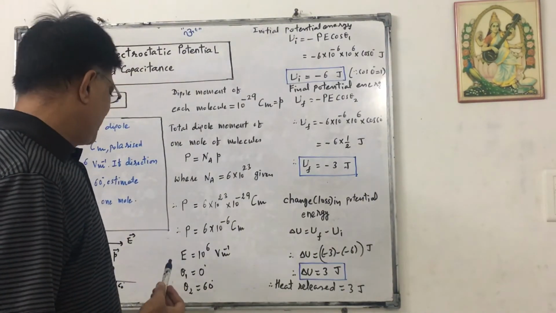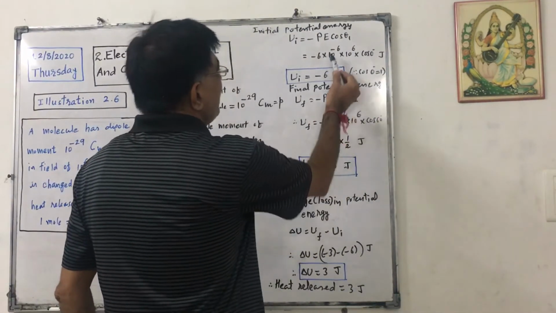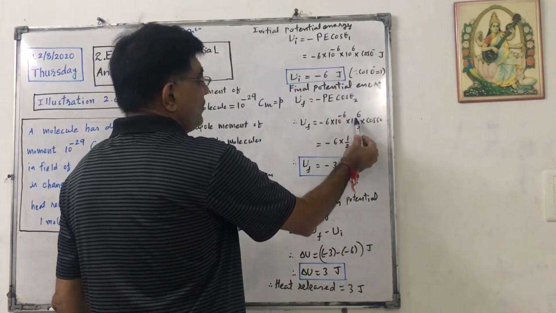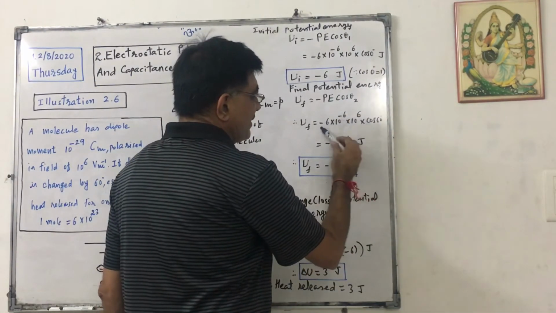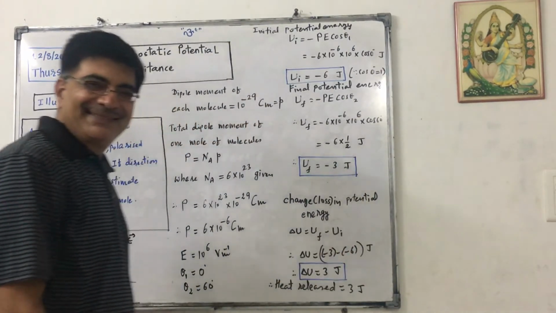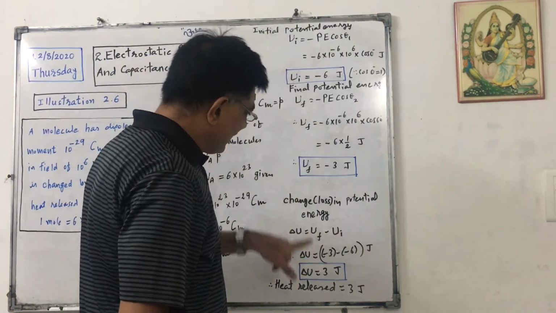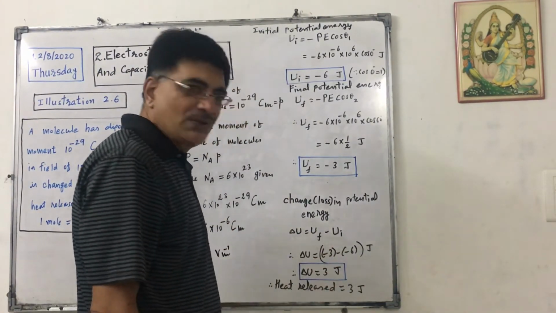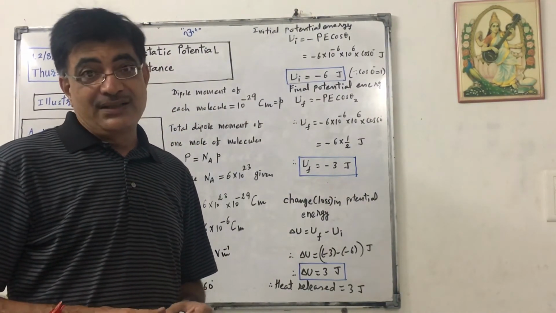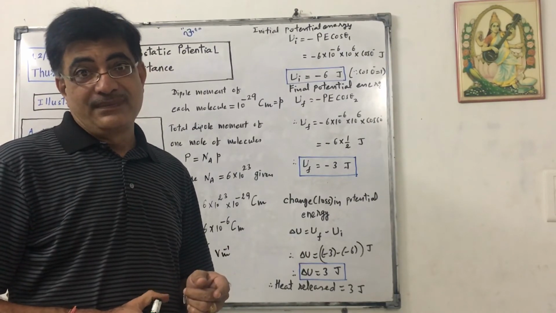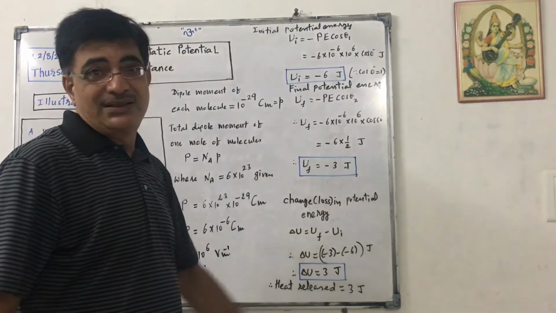Then final potential energy, so we have to put theta 2 as 60 degree here. So minus 6 into 10 raised to minus 6 into 10 raised to 6 into cos 60. So this will be cancelled. Minus 6 into 1 by 2, that is minus 3 joule. Okay. So change in potential energy equals to final minus initial, that is minus 3 minus minus 6, that is plus 3 joule. Change is positive. That means potential energy, okay, is increased. Earlier it was minus 6 joule, it has become minus 3 joule.